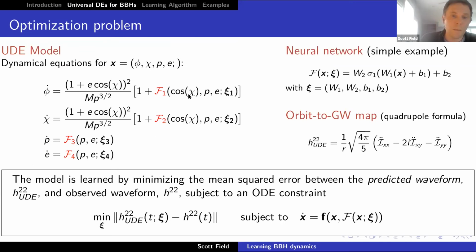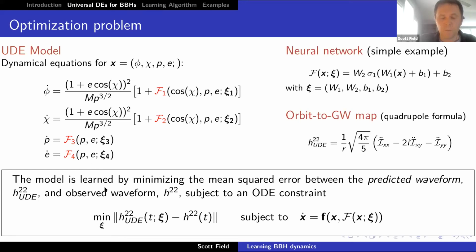They're functions of the dynamical parameters themselves, but also unknowns. And here's an example of a very simple neural network. So there's this unknown weight W, a bias B. This is the sigmoid function. You can use other activation functions. The ones that we use are more complicated than this one, but this one's just easy to write down on paper. And we also use an exceedingly simple orbital map, just the quadrupole formula, to go from trajectories to the measured waveform. So the goal here is to find F1, F2, F3, and F4.